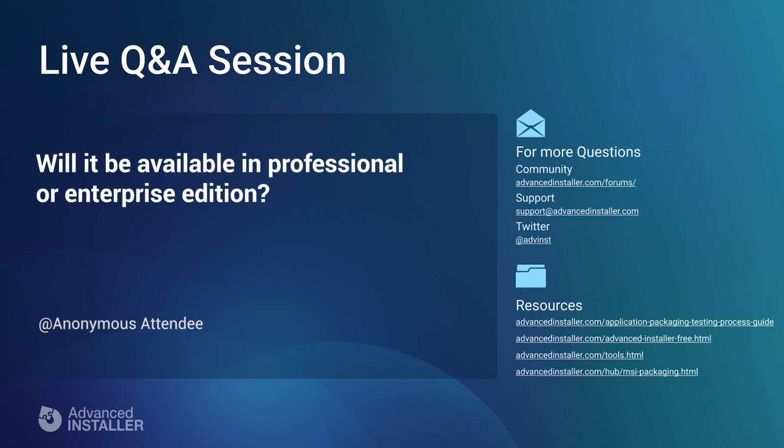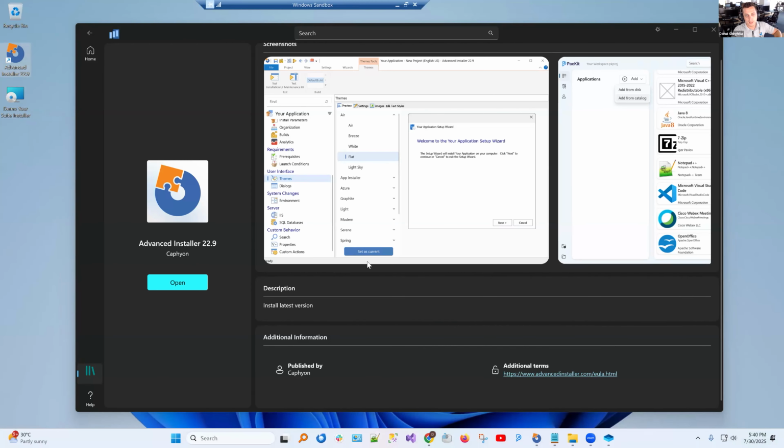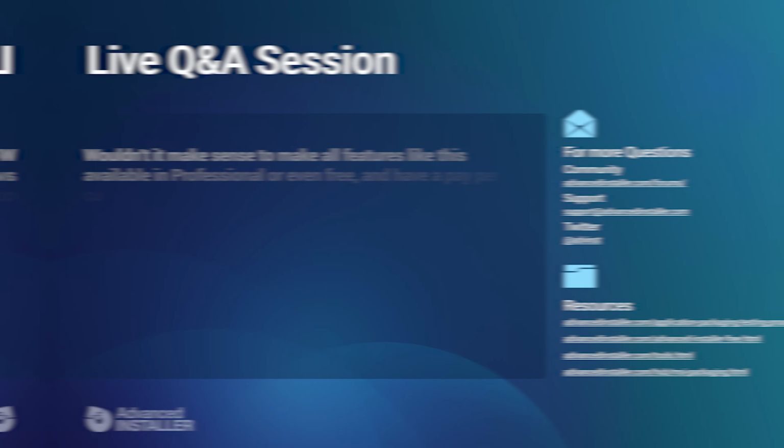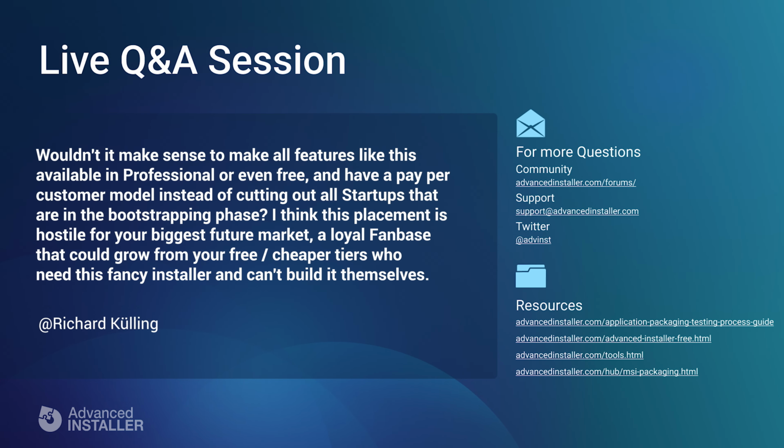The first question: when will the application be available, and will it be available in the Professional or in the Enterprise edition? As mentioned before, it will be available starting with the Enterprise edition, starting with our next version of Advanced Installer. Once you open the start page, you should be able to see a new entry here called Suite Installer. And if you place the mouse over the text, you will see that the license required will be the Enterprise one.